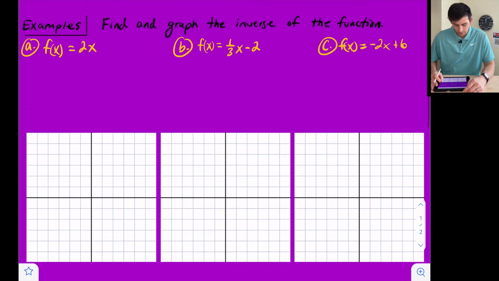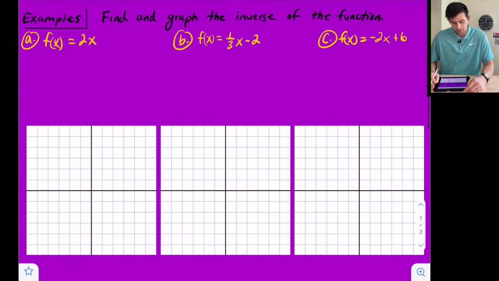So let's do three of these. We're going to find and graph the inverse of the function. These three we have in this light orange color, and the pen color that I'm using is a turquoise-ish, greenish blue. So I'm going to do the work for the inverses in this turquoise color, and we'll graph those. Then I'll switch over to the orange color to graph the original function so we can see the difference between the two and what line they are symmetric about, okay?